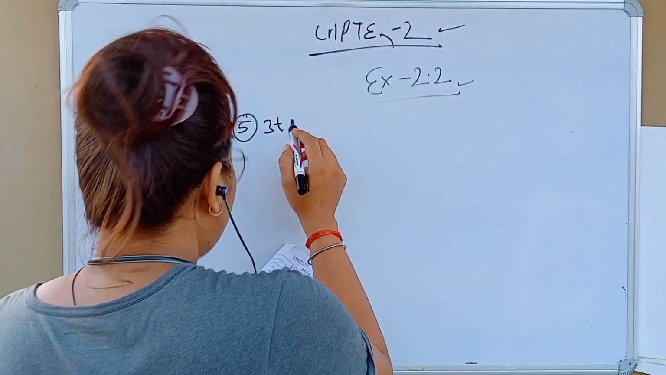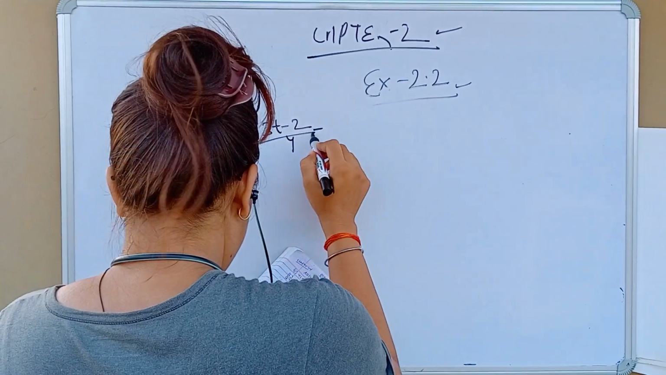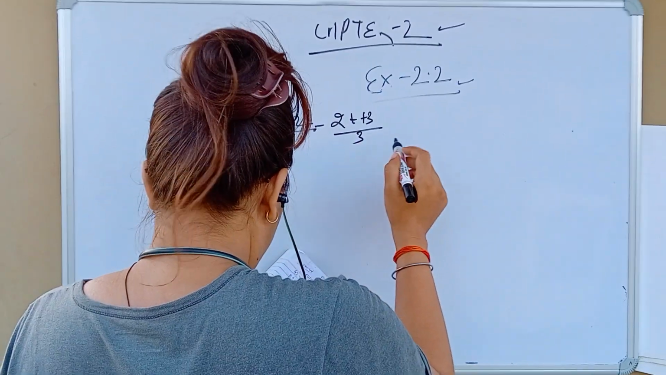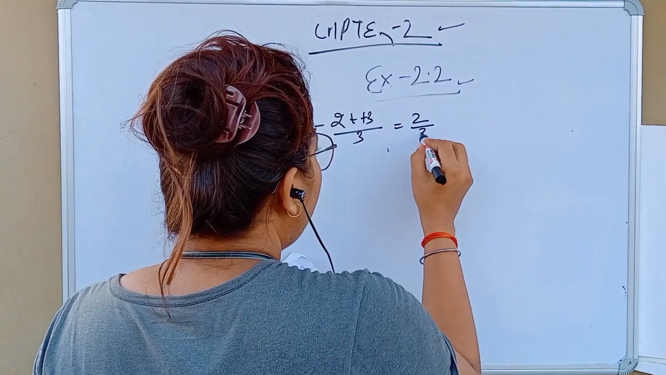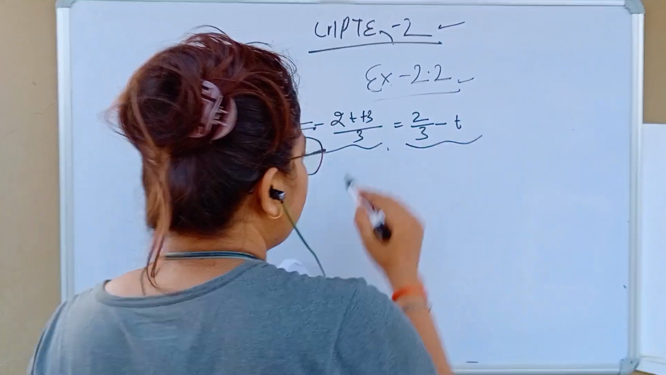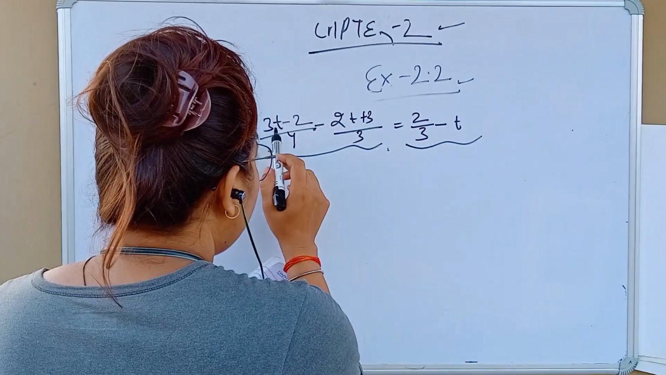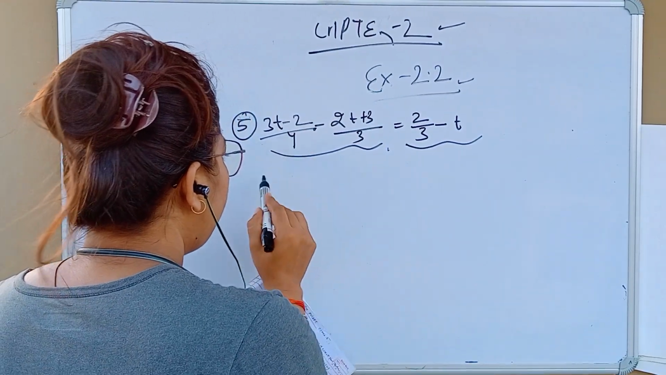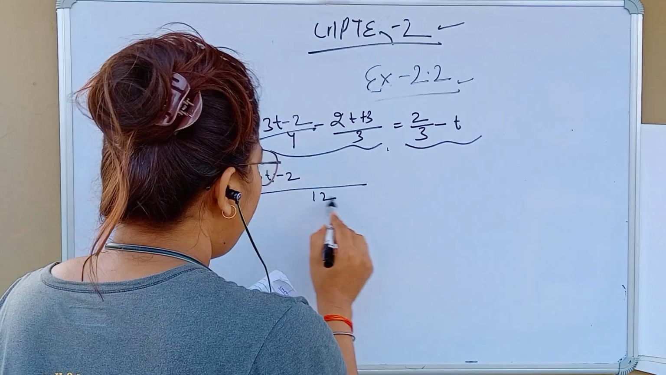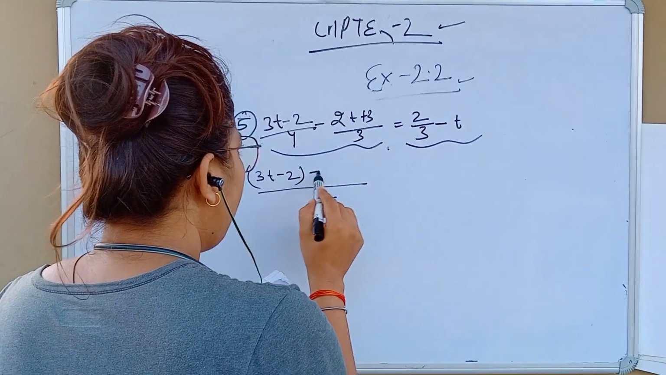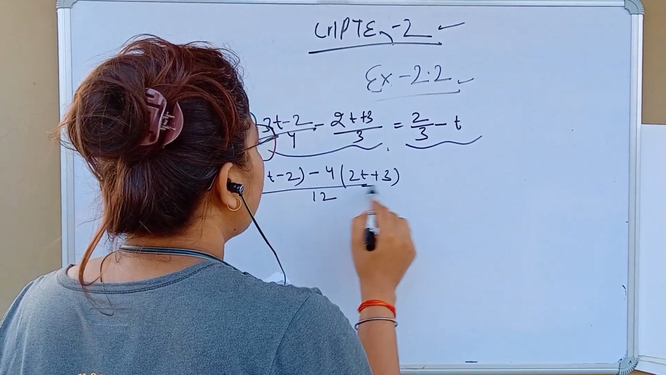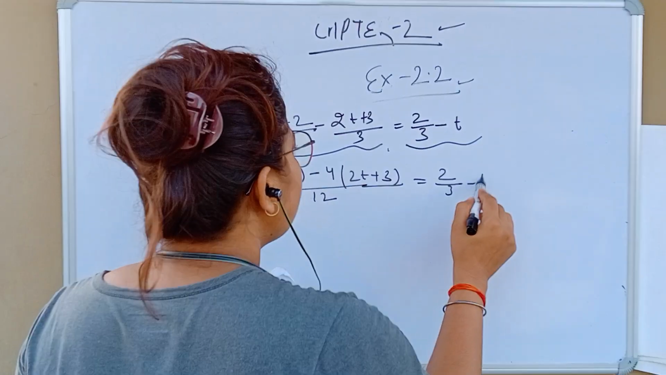(3t minus 2) divided by 4, minus (2t plus 3) divided by 3, is equal to 2 divided by 3 minus t. Here is the LHS and that is the RHS. Take the LHS first: (3t minus 2) and (2t plus 3), take the same denominator, so the LCM is 12. Multiply this portion by 3 and this portion by 4.